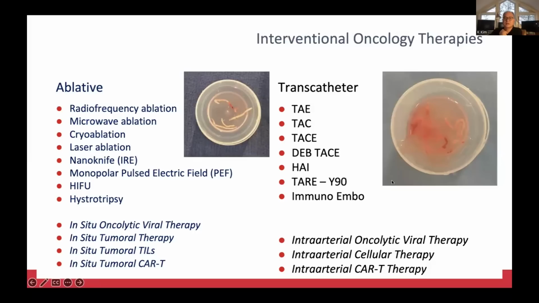Let me start with interventional oncology therapy. Interventional oncology therapy is burgeoning, yet quite busy. As you can see, these are a snapshot of current interventional treatments for cancer. The ones on the left-hand side are the ablative therapies. Many are very common, many are upcoming. The ones on the right-hand side are the transcatheter therapies, with more to come. I'll touch upon some of these today.